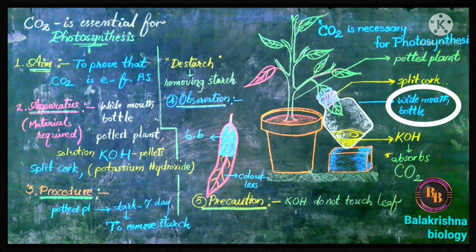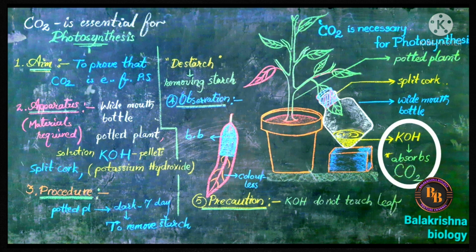Next, after this we take the potted plant from the dark room and take a wide mouthed glass bottle. In this bottle we pour some amount of potassium hydroxide solution. Why do we use KOH here? To absorb the carbon dioxide present inside the glass bottle. While doing this experiment we have to remove the carbon dioxide present in the glass bottle, so for that purpose we use potassium hydroxide solution.